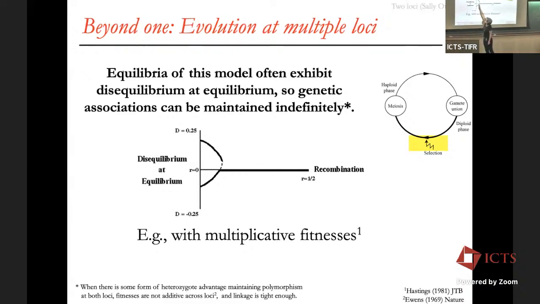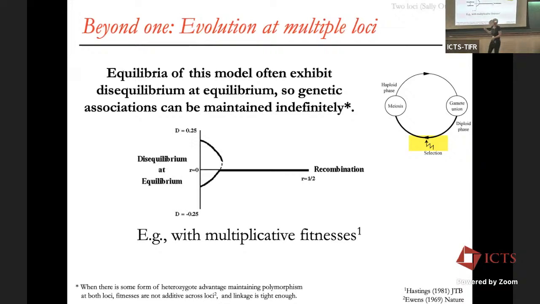How relevant is this? Well, it depends on how strong selection is. This is a really small window, but that's partly because the selection was kind of weak. The stronger selection is, the bigger that window. The weaker selection is, the narrower that window in which you see associations maintained at equilibrium.